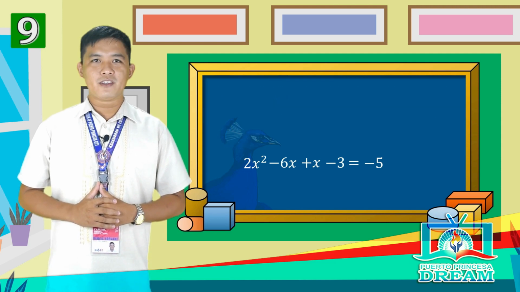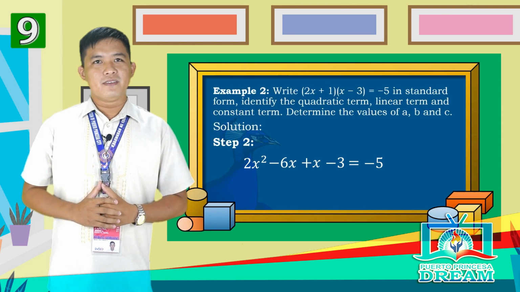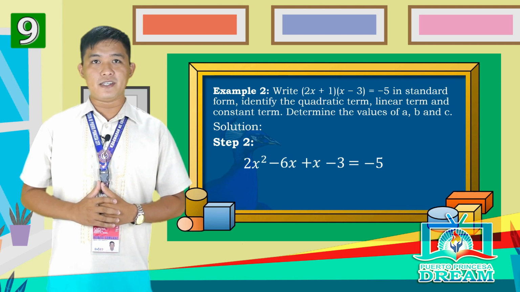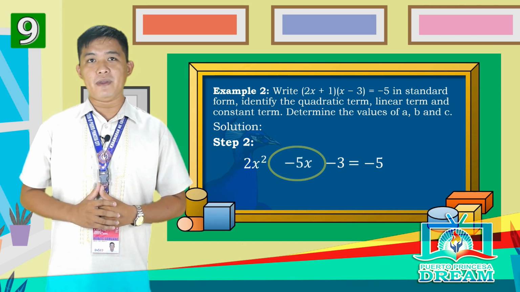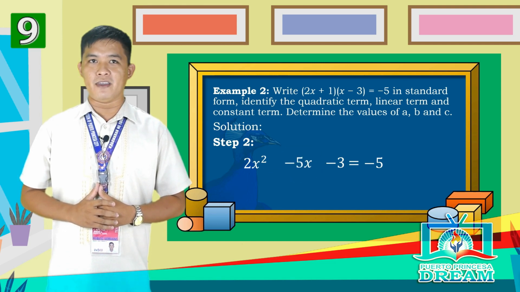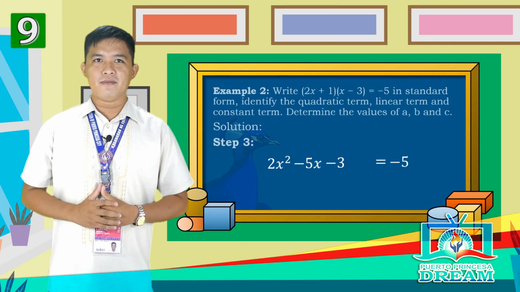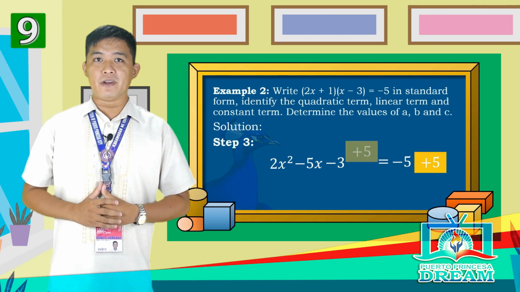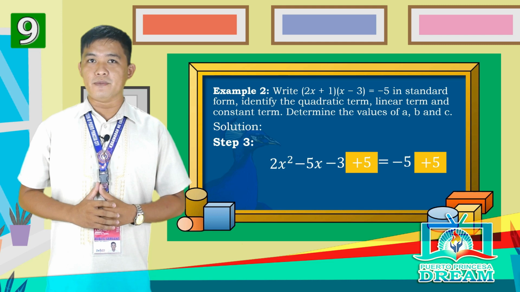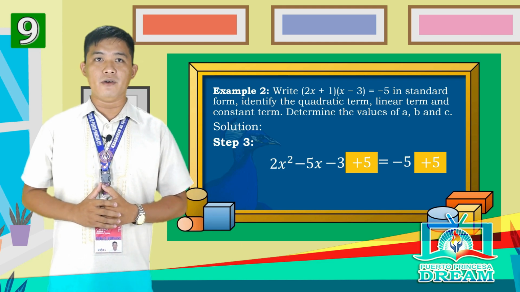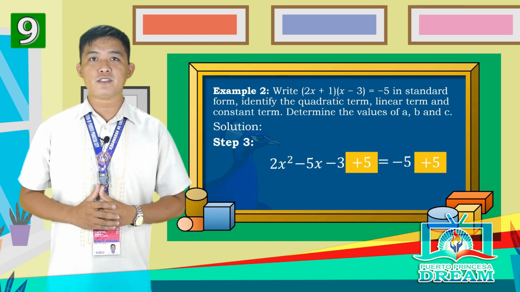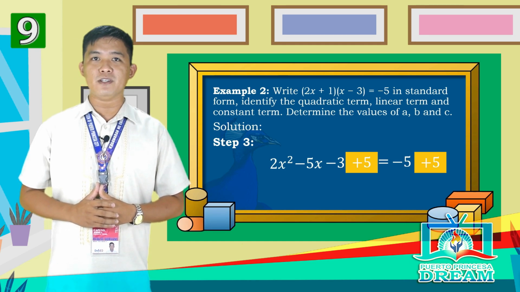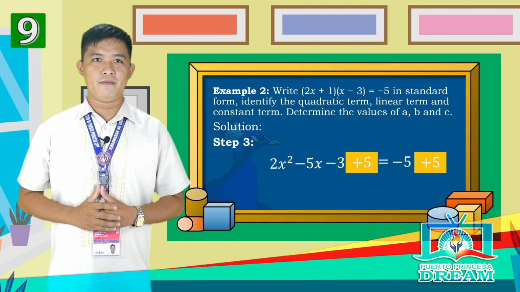Step 2. Combine like terms. The equation 2x squared minus 6x plus x minus 3 equal to negative 5 will become 2x squared minus 5x minus 3 equal to negative 5. Step 3. Add 5, the additive inverse of negative 5, to both sides of the equation to make the right side of the equation 0. 2x squared minus 5x minus 3 plus 5 is equal to negative 5 plus 5.